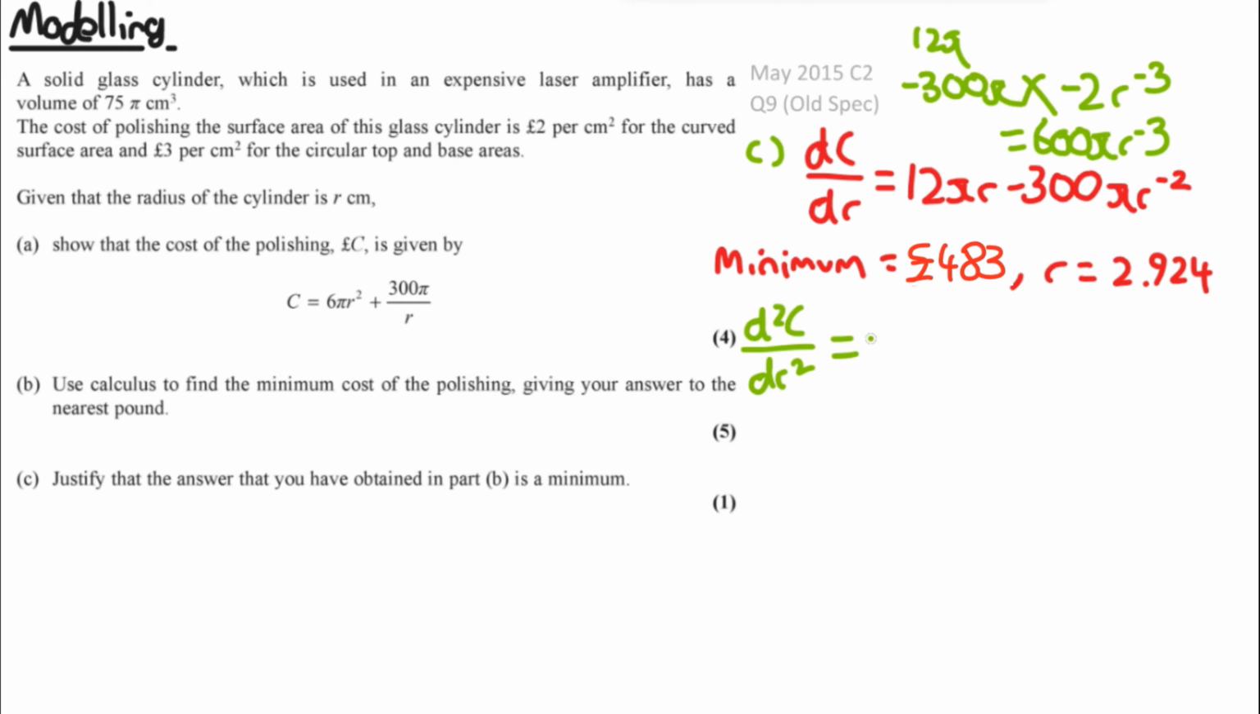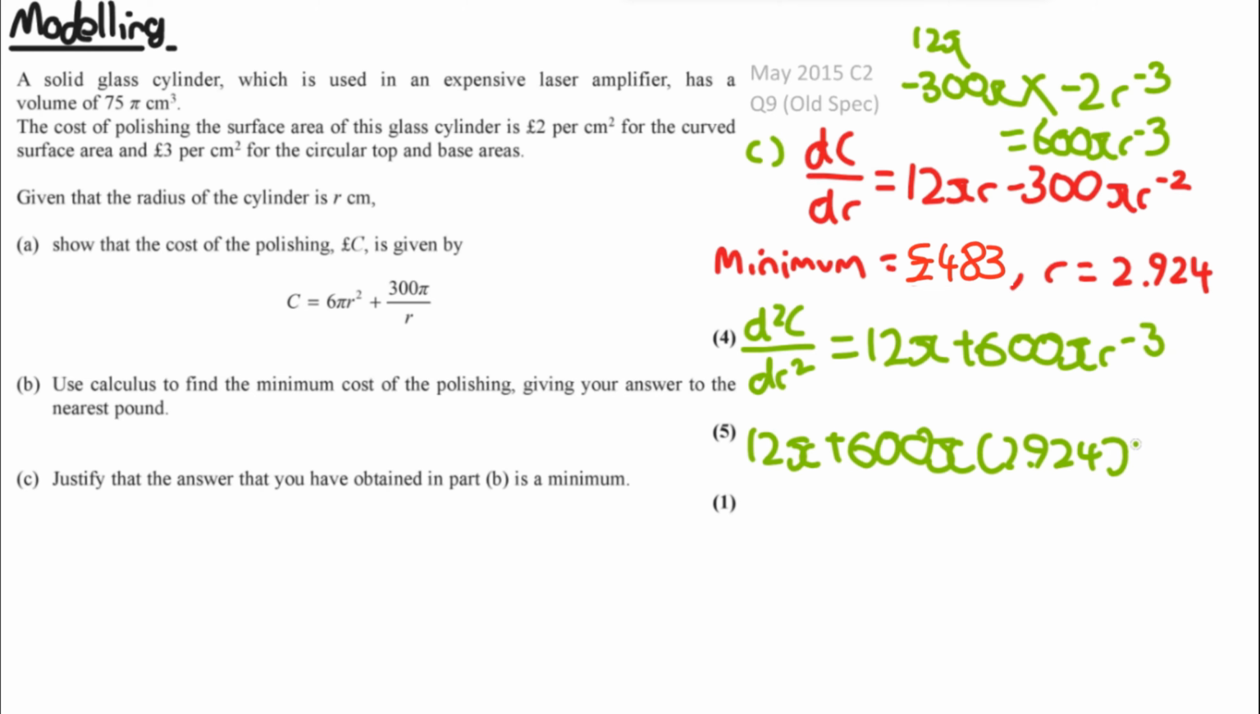So the second derivative is equal to 12 pi plus 600 pi r to the minus 3, and then we sub this value in, so it's going to be 12 pi plus 600 pi, and then we sub in this value of r, 2.924 to the power of minus 3, and if you do this and put it into a calculator, it gives out a value of 113.1, which is a positive number. So therefore, as the second derivative is positive, it's going to be a minimum. Again, go back to the second derivatives video where we talked about why this is the case.